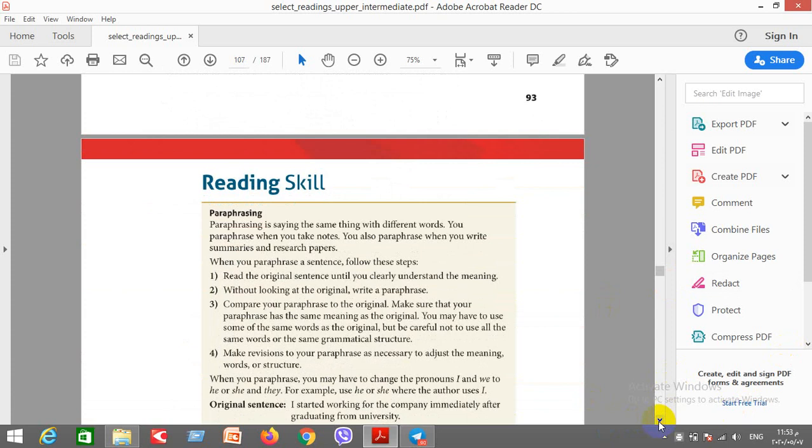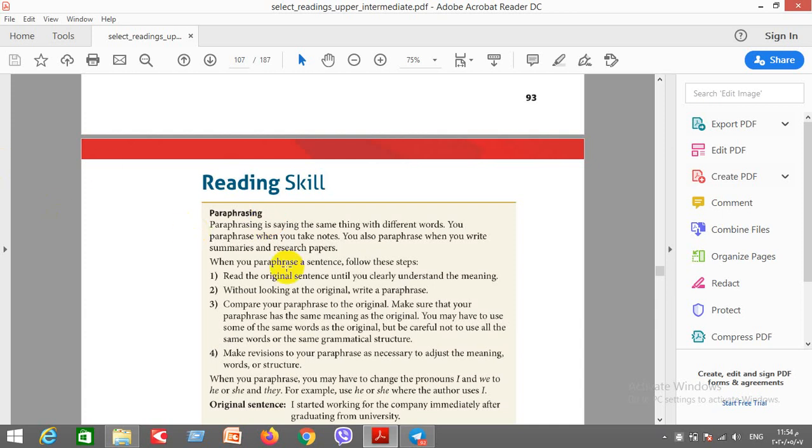First let us see what its definition is. Paraphrasing is saying the same things with different words. Where do you paraphrase? When you take notes, for example about a poem or a novel, you make a paraphrase. Or you take notes on an interview. You also paraphrase when you write summaries, right? I make a summary about an interesting subject, or research papers for fourth-year students.